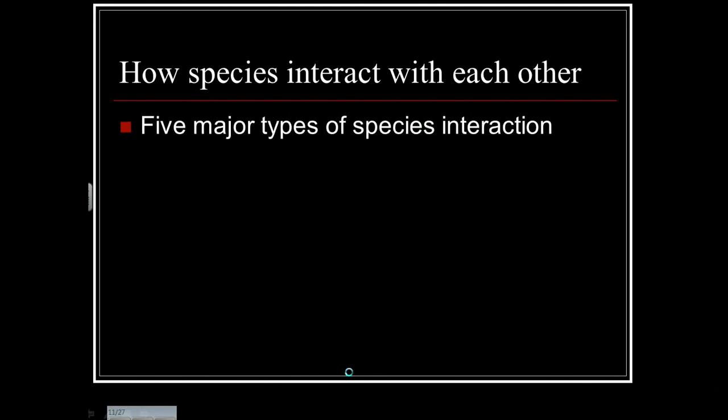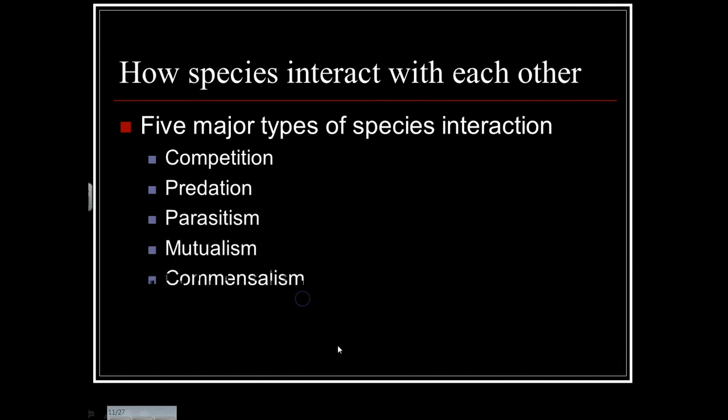Okay, to continue, there are 5 major types of species interaction. Okay, and some of these you probably have heard before, and some will probably be new to you. Okay, we're just going to list the 5 for now, and we'll come back and talk about each one. So just to take a look at the list, we have competition, predation, parasitism, mutualism, and commensalism. So the 5 basic types of ways that species interact with each other are the 5 that are listed.